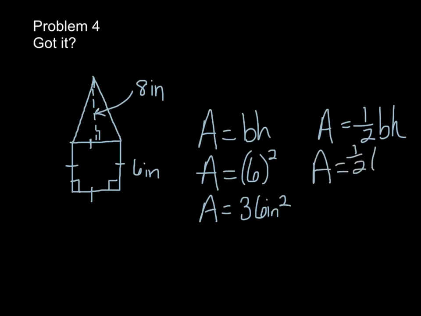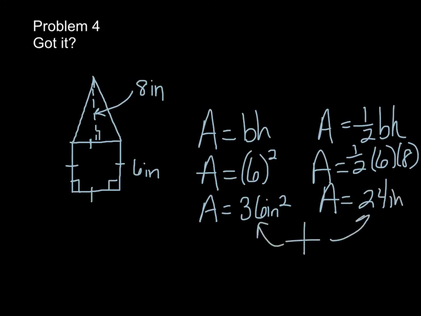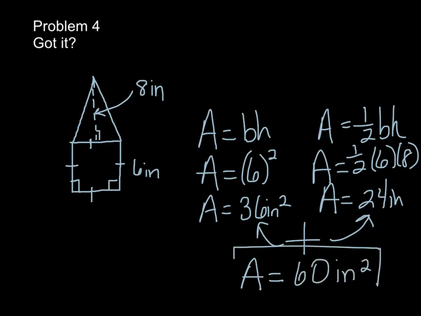1/2 base times height is the triangle. We know the base is the same as, since this is a square, they're all 6. So the base is 6, and the height of the triangle is 8. So that would be 6 times 8. 6 times 8 is 48. Half of that is 24 squared inches. We add both of these together to find the total area, which is 60 squared inches of this irregular shape.